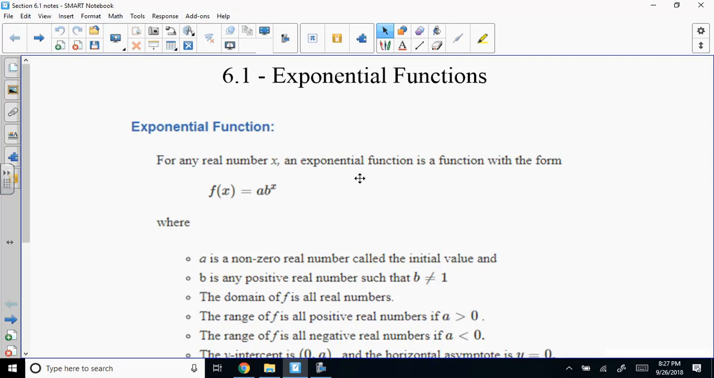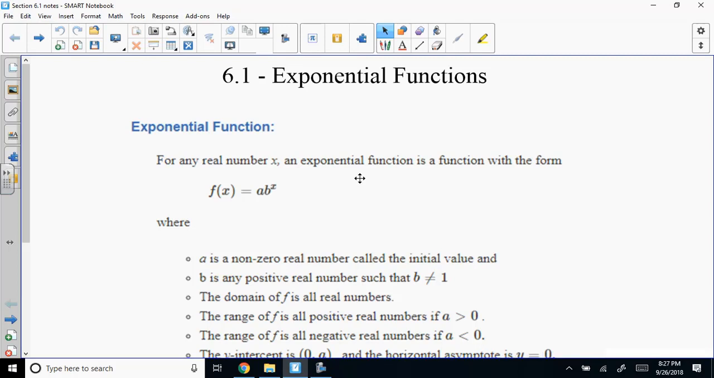Exponential functions, okay, 6.1. It's in the form of a times b raised to the x, right? Now, primarily, we will see exponential functions with the a being a 1. And when that happens, all you're seeing is like 2 raised to the x, 3 raised to the x, 4 raised to the x, and so forth, right? That's primarily how we see it. A is 1, right? So it doesn't bother.